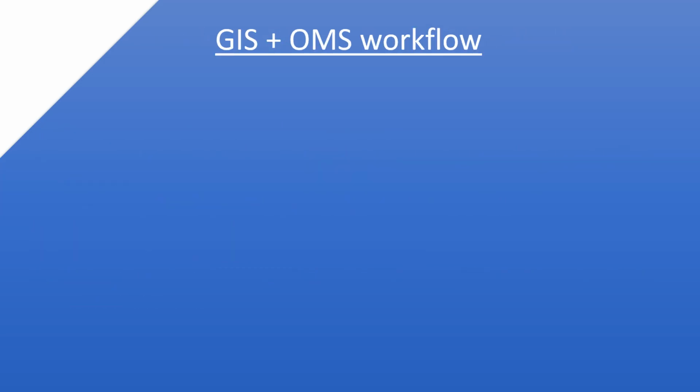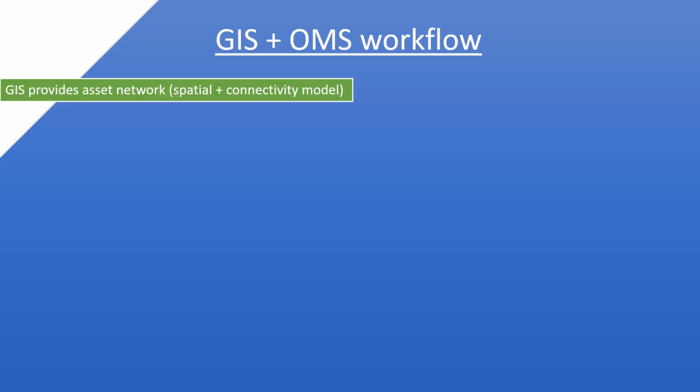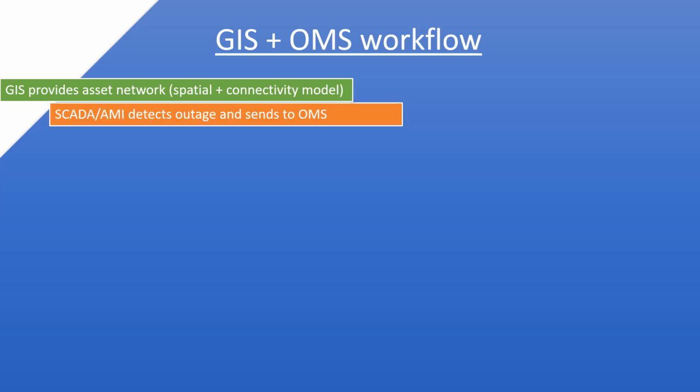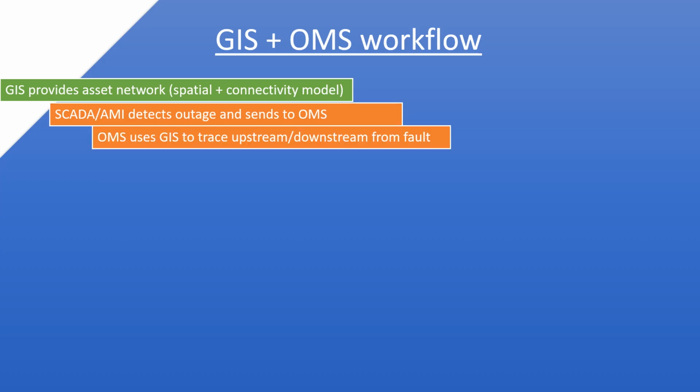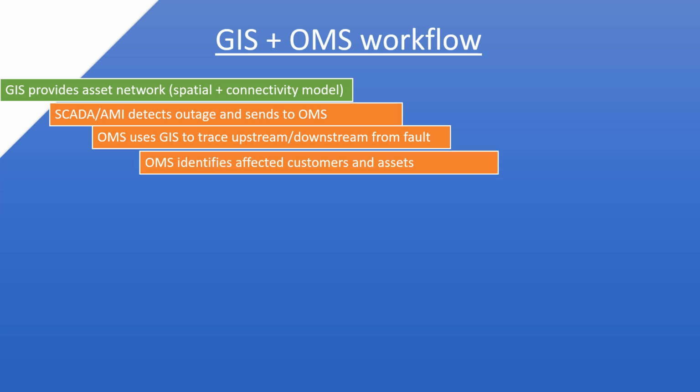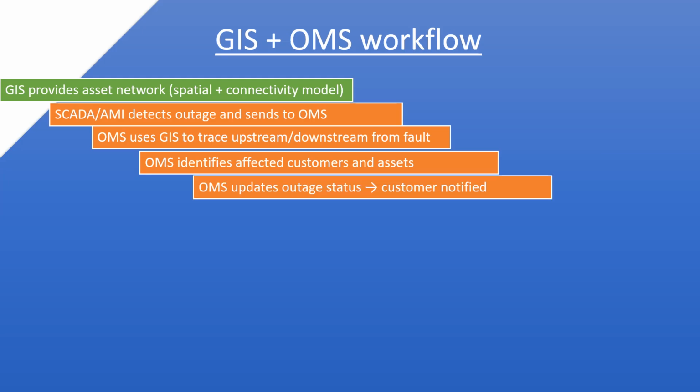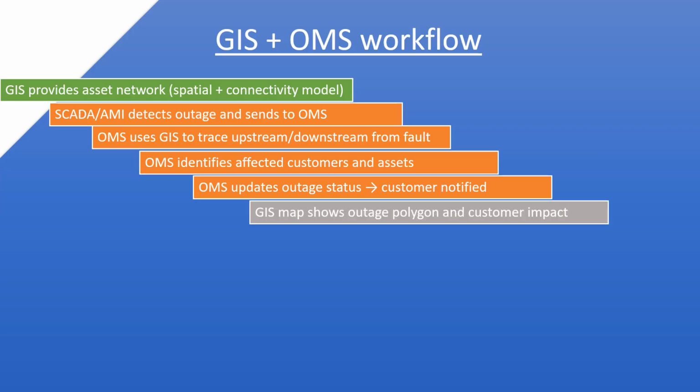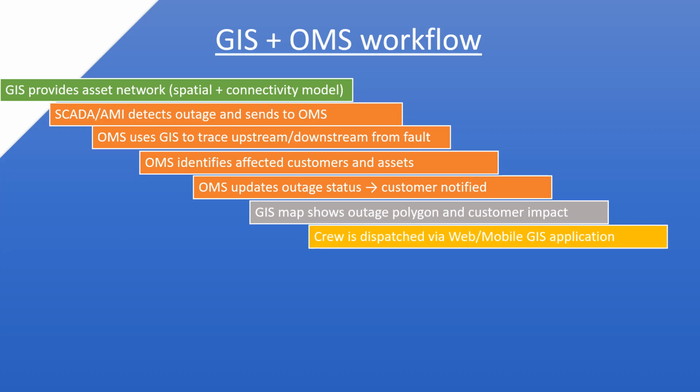Next we'll see the GIS plus OMS workflow. GIS provides the asset network, that is a spatial plus connectivity model. SCADA and AMI detect the outage and send it to OMS. The Outage Management System uses GIS to trace either upstream or downstream from the fault. OMS identifies affected customers and assets. The Outage Management System updates the outage status to customer notified. The GIS map shows the outage polygon and customers impacted, with a gray color or something.